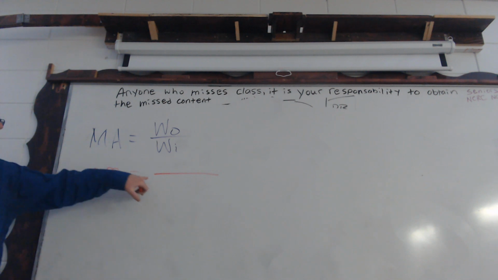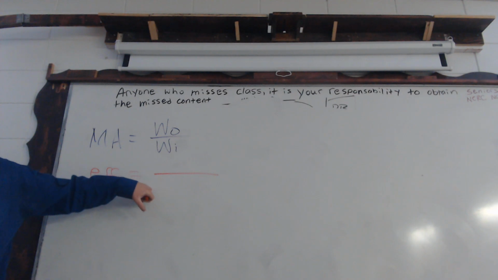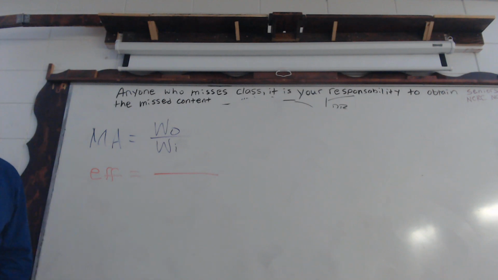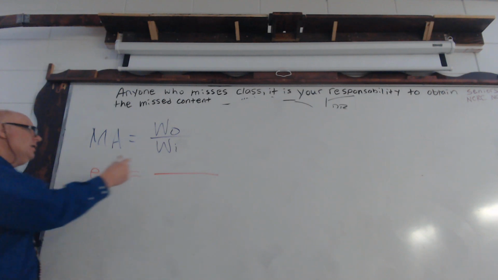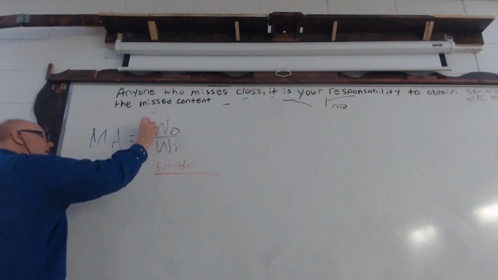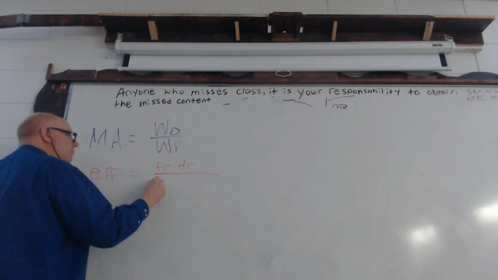So with the efficiency formula, what is on top in your efficiency formula? And if you don't know, look, that's why you have a formula sheet. FR times DR. Right. So FR times DR is a work output. A work input then.